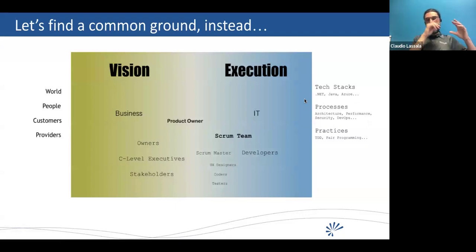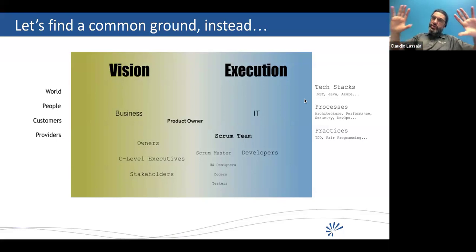The best visualization I've come up with is this: yes, we have the product owner as a mediator, as the glue between the two worlds, but they sit in a shifted center where you have the stakeholders, the owner, the C-level executives coming to that common ground, and then the Scrum team, which includes the software developers writing the code, your QA folks testing and making sure the quality meets expectations, and your UX designers. They're also part of your Scrum team, right?